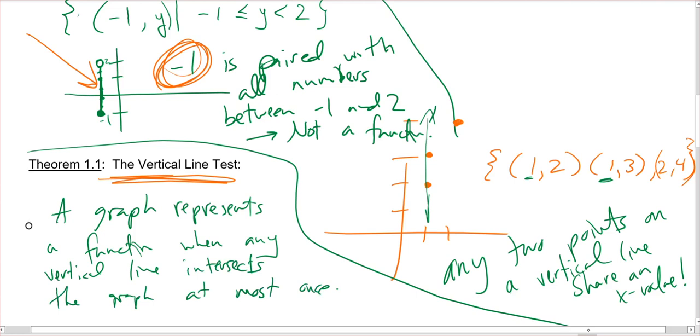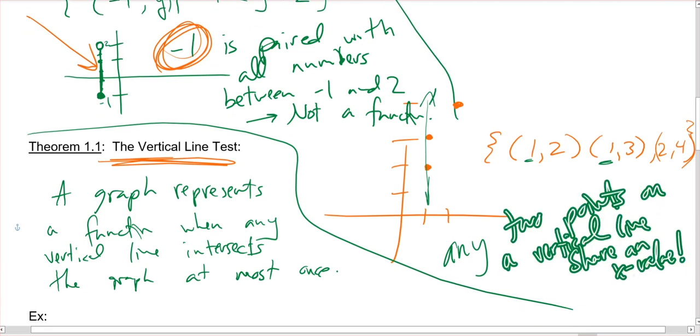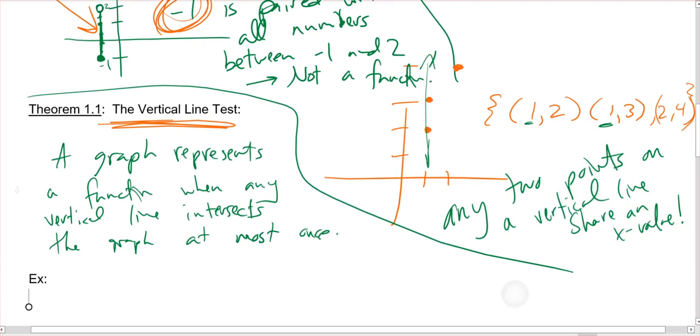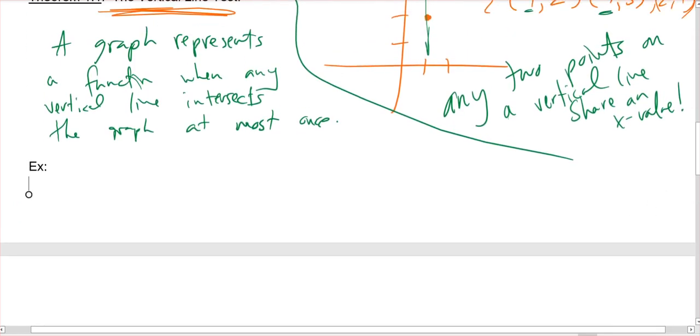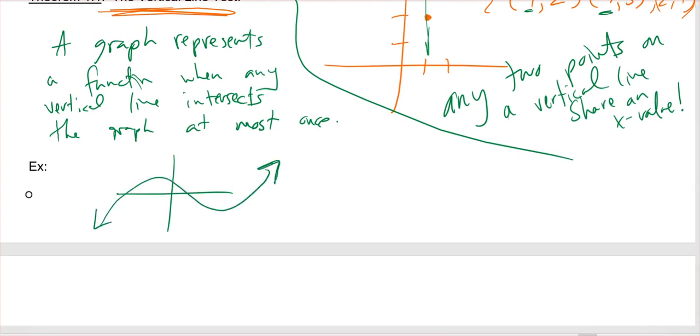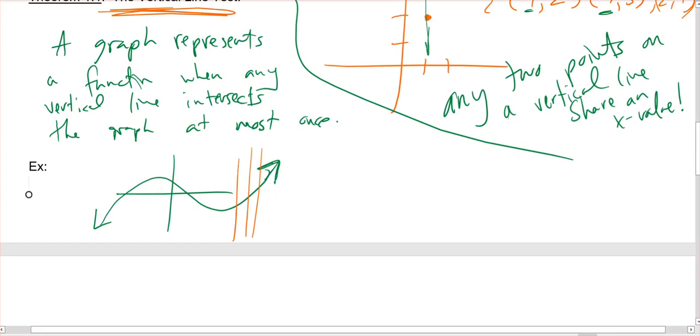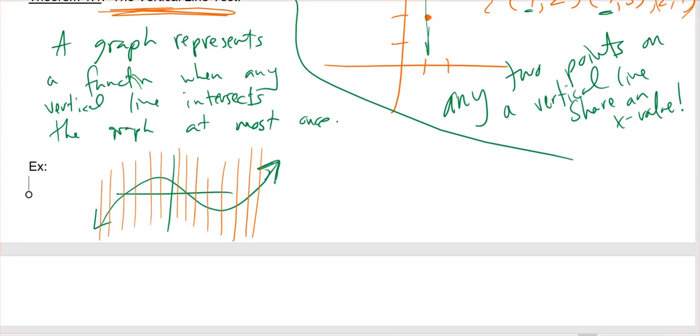We could also phrase this in a negative way. We could say that a graph does not represent a function when any vertical line intersects it more than once. We could write it like that if we wanted to, but it means the same thing, right? So if I give you a graph here of maybe that, and it goes on and on forever here, right? What we're going to do here is just picture in your mind all of the vertical lines in the world imposed right here on top of there, right?